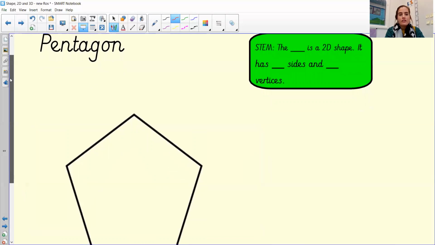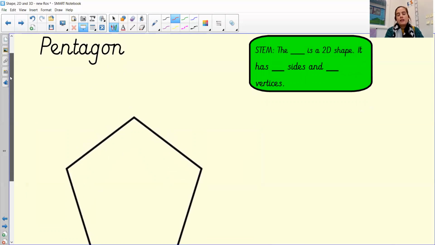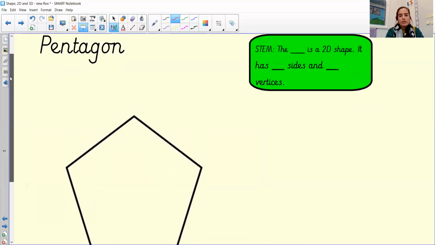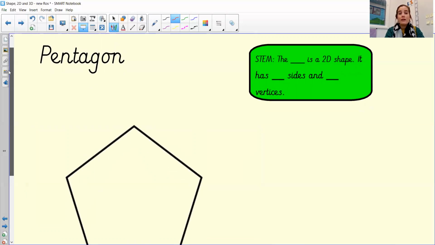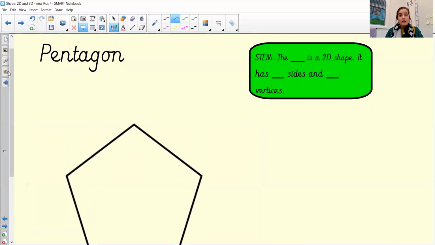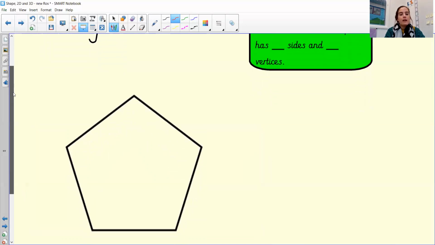Pentagon. Brilliant. New shapes, a pentagon. And what I want you to do after we finish all of our shapes is go back through them again and really see if you can remember the name of the shapes off by heart. The pentagon is a 2D shape. You say back to me. Brilliant. It has sides and vertices. Let's see. I'm going to do my bit. And let's do the vertices.